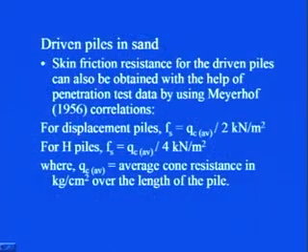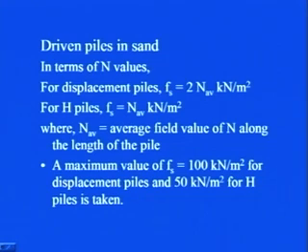However, in case you are using H piles, this Fs becomes Qc average divided by 4. You see here, for displacement piles it was divided by 2, whereas for H piles it is divided by 4, where Qc average is the average cone resistance in kg per square centimeter over the length of the pile. This is in kg per square centimeter, however you get the skin friction resistance in kilonewton per meter square. So you have to be very careful about the units because these are empirical correlations. In terms of N values, for displacement piles Fs is equal to 2 times N average kilonewton per meter square. However, for H piles Fs is equal to N average kilonewton per meter square, where N average is the average field value of N along the length of the pile.